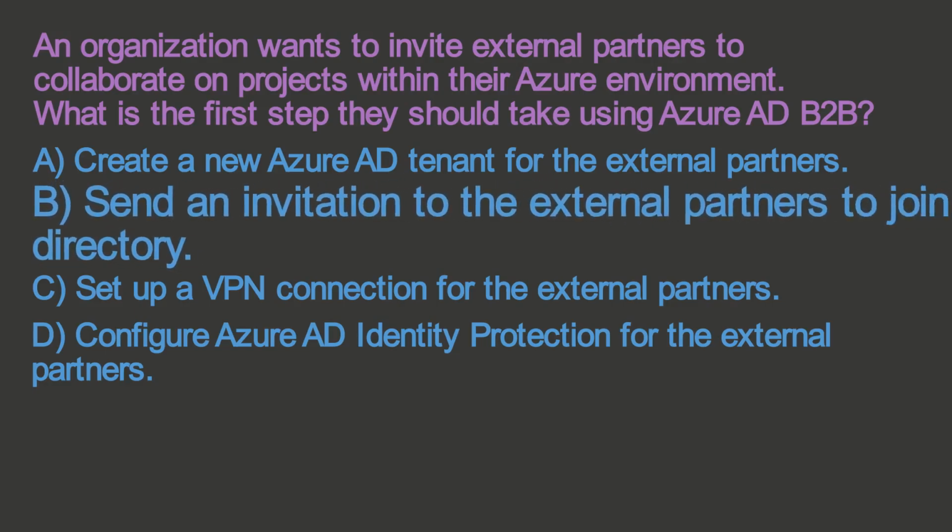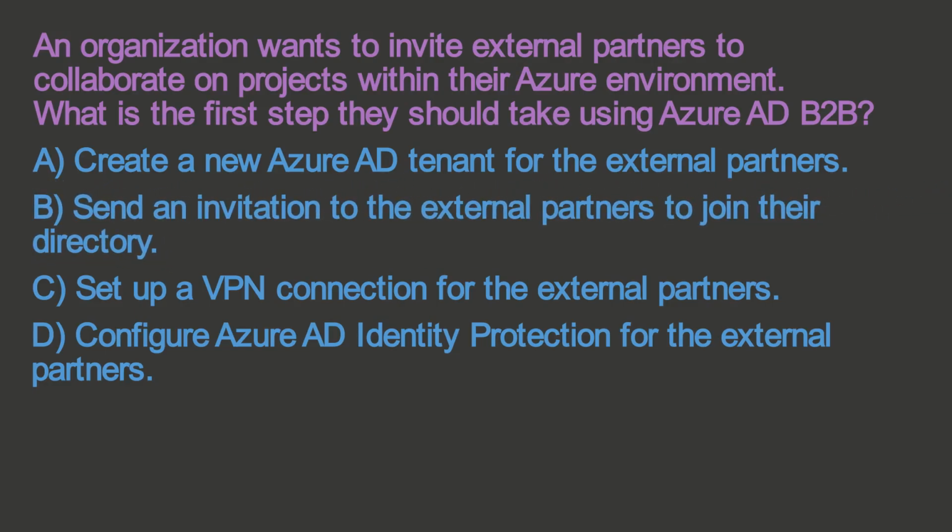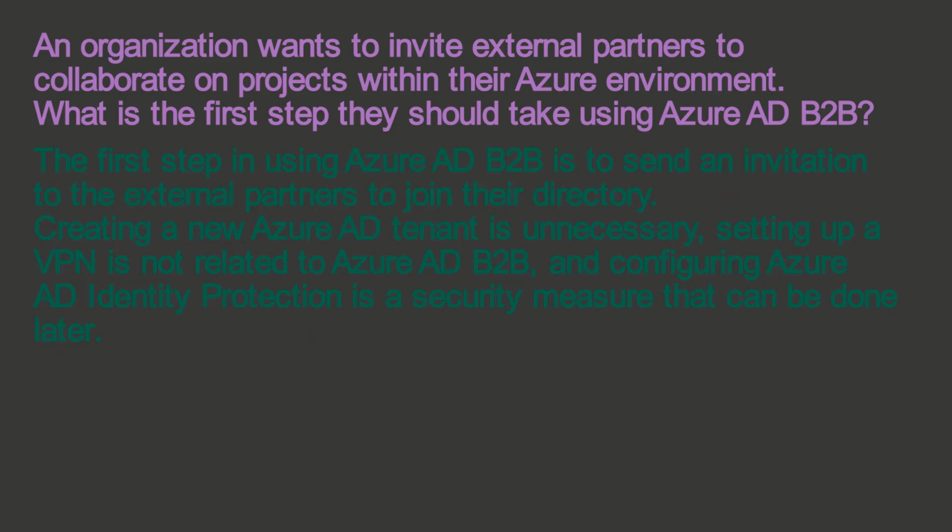The correct answer is B. Send an invitation to the external partners to join their directory. The first step in using Azure AD B2B is to send an invitation to the external partners to join their directory. Creating a new Azure AD tenant is unnecessary. Setting up a VPN is not related to Azure AD B2B, and configuring Azure AD identity protection is a security measure that can be done later.